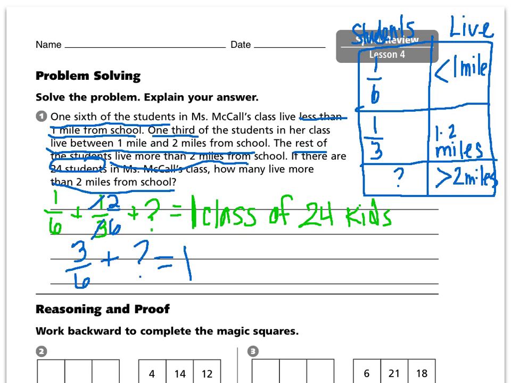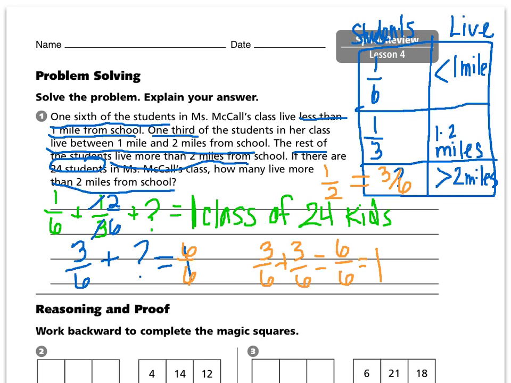I now need to think about what plus 3/6 will equal 1. Well, I know the 1 is actually 6 over 6. So 3 plus what equals 6? And I know that 3/6 plus 3/6 would equal 6 over 6, or 1. So my question mark is going to be 3/6, or I can reduce that to 1/2. So I know that half of the class lives more than 2 miles away.